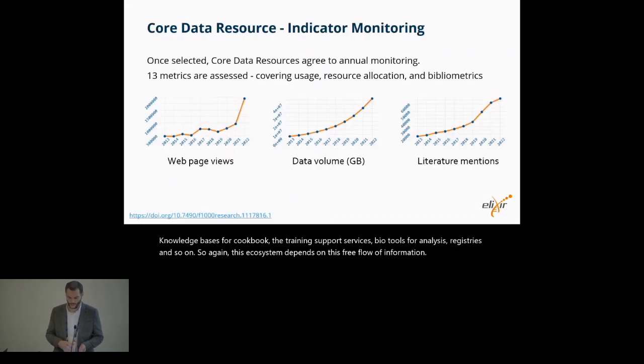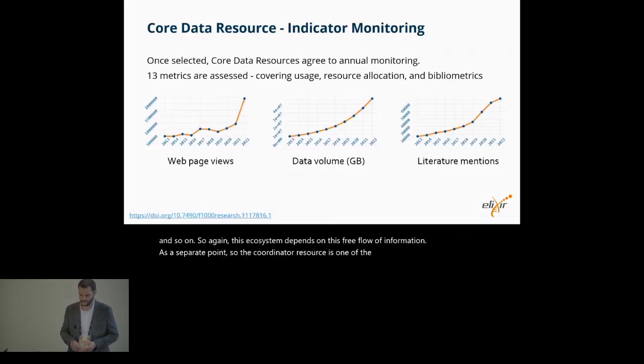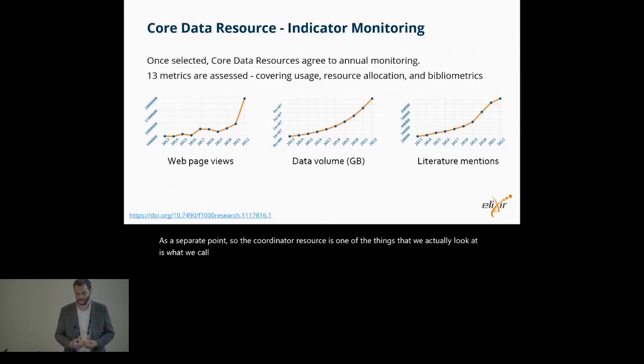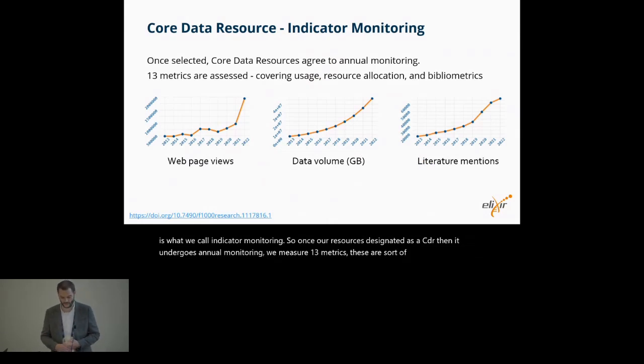As a separate point, the core data resource is one of the things that we look at in what we call indicator monitoring. So once a resource is designated as a CDR, it undergoes annual monitoring. We measure around 13 metrics. These are quantitative metrics that cover things like usage, resource allocation, and bibliometrics.